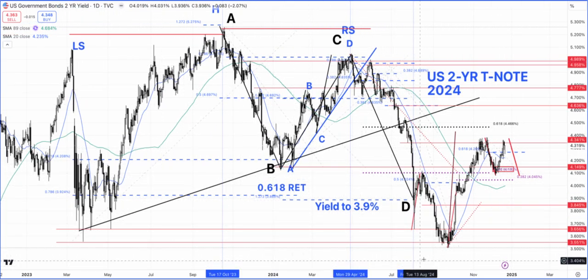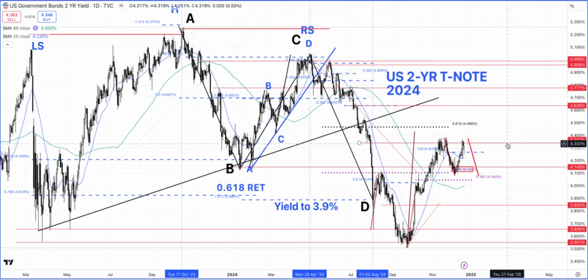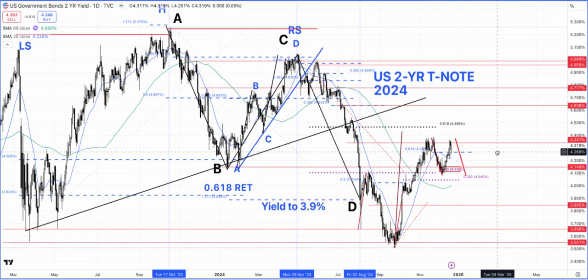Okay, now we had actually called for a move right here with this ABCD pattern. It got completed, then it went a little bit lower, took out the lows of this, and then it has moved back right into this key target that we were watching for. It was a little bit disappointing when it broke above the 38.2% retracement, and it just seems to be moving towards this 61.8% retracement.